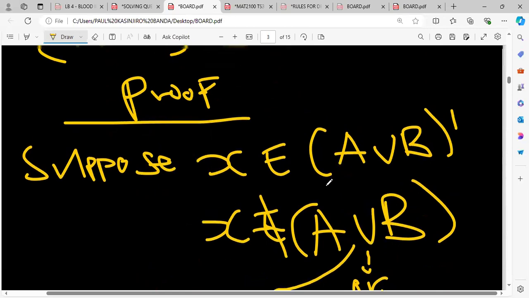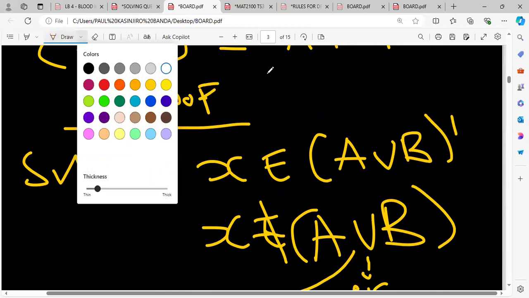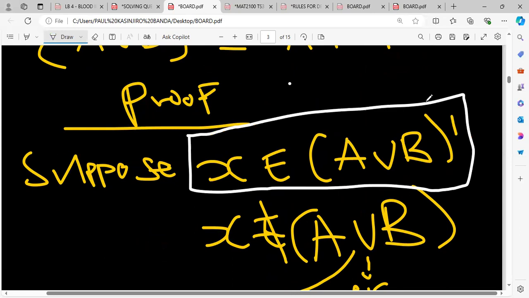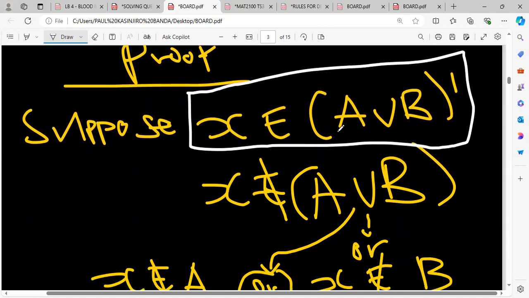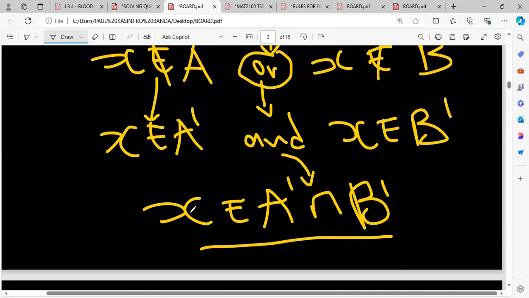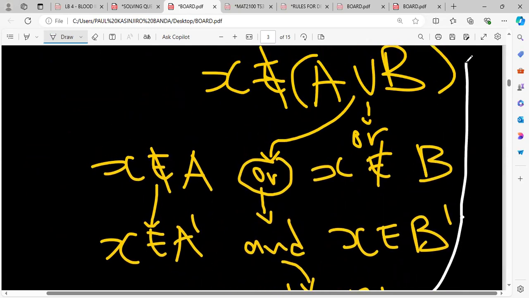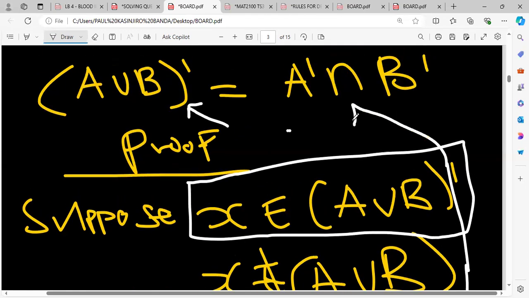Okay, so we started with this assumption here. We assumed that this X was in the A union B complement, right? Which is this expression that I have on the right. And then after manipulating it, we are finding that this X is also a member of A complement intersection B complement. And this guy here is what we have on the right-hand side here, you see?